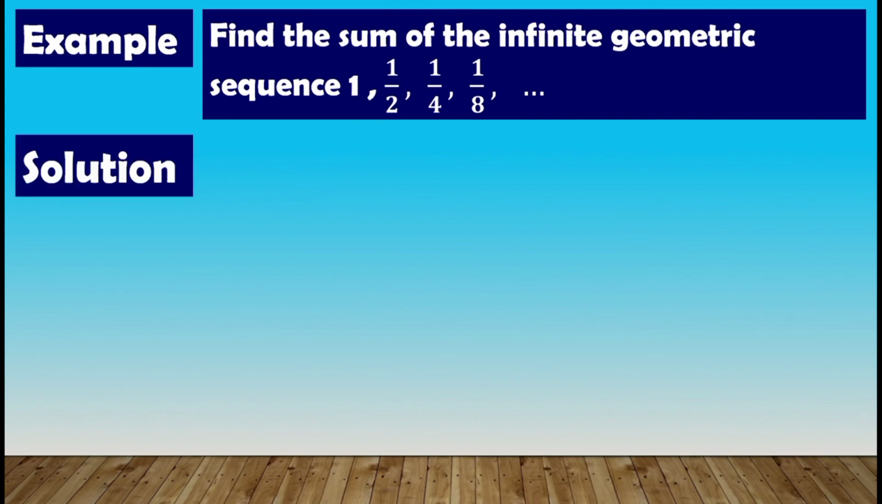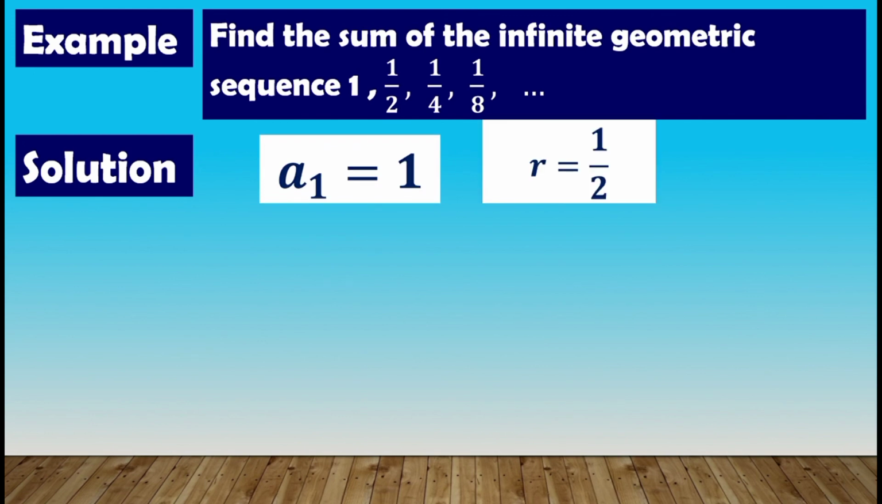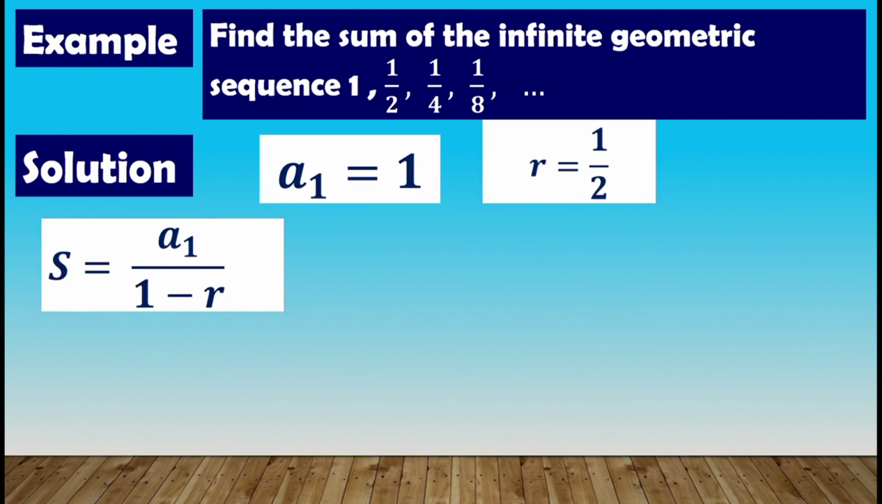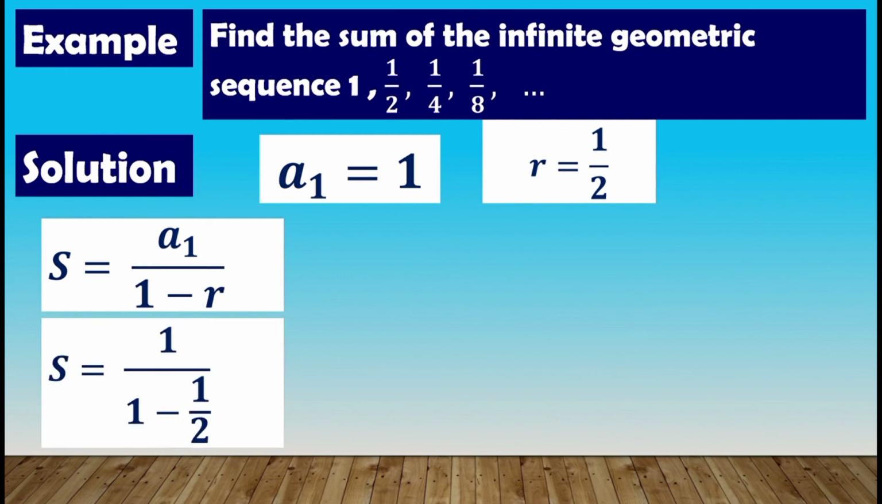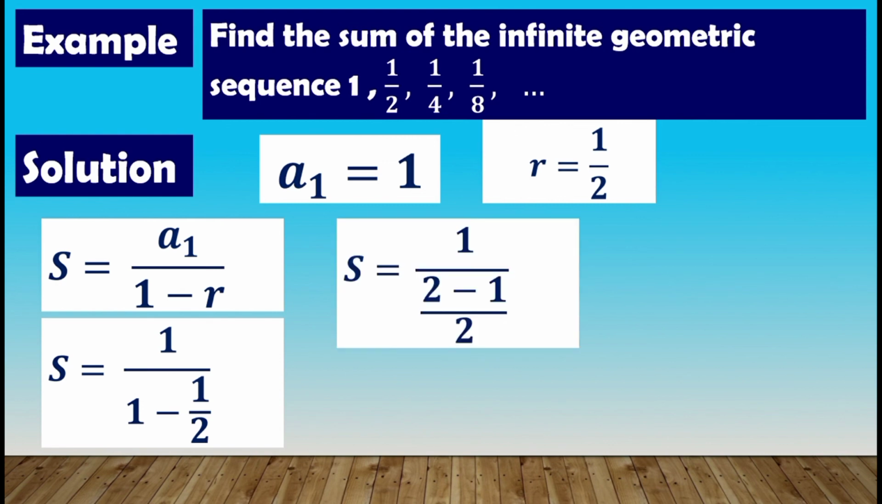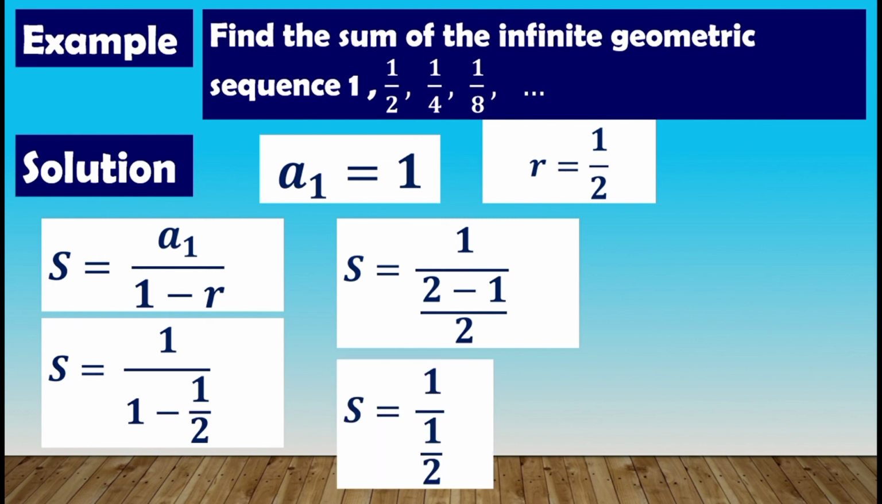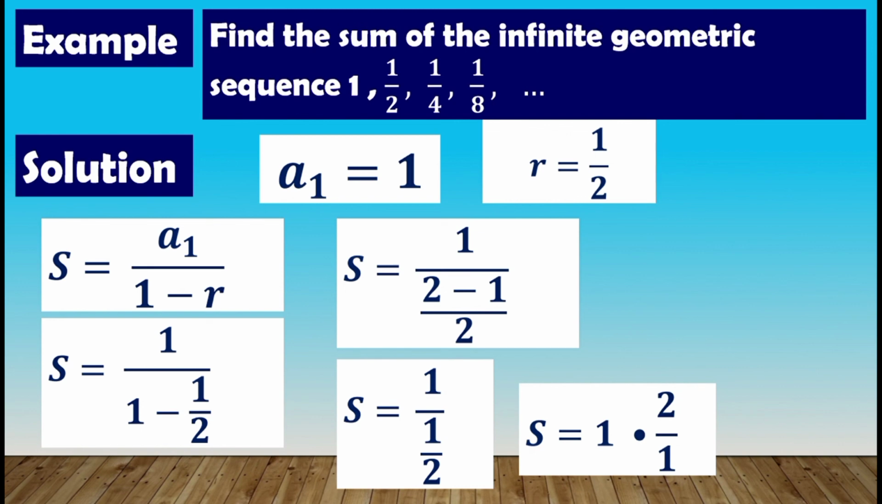In this sequence, first term is equal to 1 and the common ratio is equal to 1 half. Utilizing our formula, S is equal to a sub 1 all over 1 minus r. Substitute our first term, which is equal to 1, and our common ratio, which is equal to 1 half. Then simplify. S is equal to 1 all over 1 minus 1 over 2. S is equal to 1 over 1 half. Rules in dividing fractions, all we need to do is to get the reciprocal of our denominator and proceed to multiplication. This means this series can be determined if we will multiply 1 and 2 over 1. In this case, sum of our infinite geometric sequence is equal to 2.